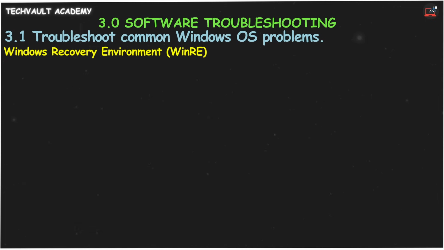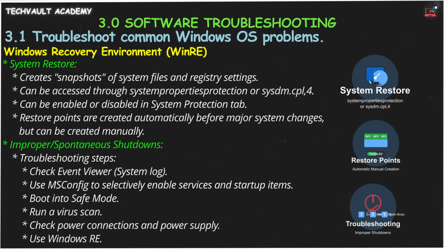System Restore: creates snapshots of system files and registry settings, can be accessed through System Properties, System Protection, or sysdm.cpl, and can be enabled or disabled in the System Protection tab. Restore points are created automatically before major system changes, but can be created manually. Improper or spontaneous shutdowns, troubleshooting steps: check Event Viewer, system log.